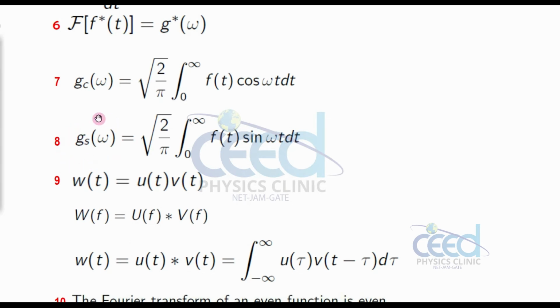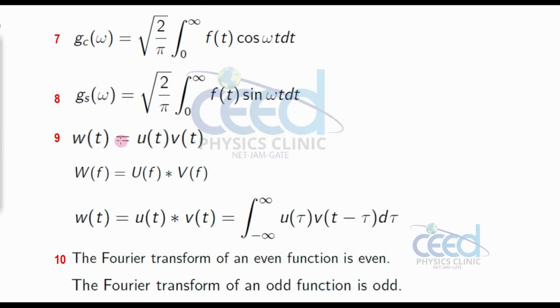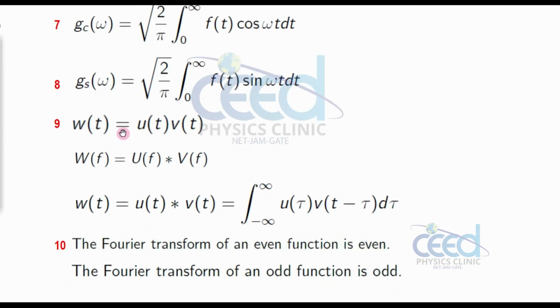Now the Fourier sine transform. The suffix c represents the cosine transform and s represents the Fourier sine transform. So this g s of omega you can write as root 2 by pi integral 0 to infinity f of t sin omega t dt. Suppose you have a function f of t; you have to plug its value into this expression. Then you will get the Fourier sine transform.